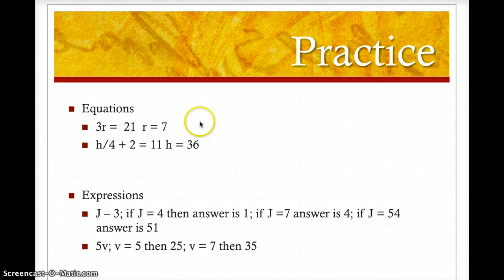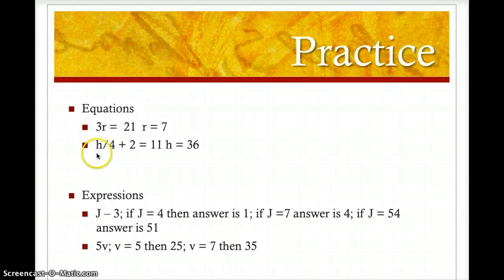Okay, sorry about that. Let's look at these practices now. So if we have an equation, so we have 3 times r, which equals 21, where r is 7. So remember the letter next to a number is multiplication, so 3 times r equals 21, so r is 7. So remember, we figured that out by doing the opposite operation to undo the 3 times r, so you do 21 divided by 3.